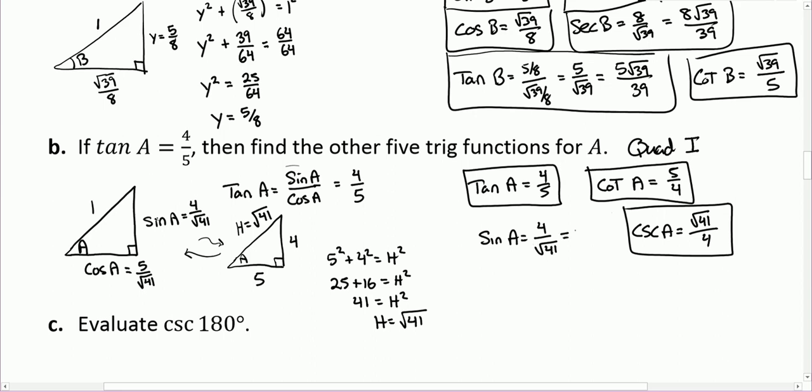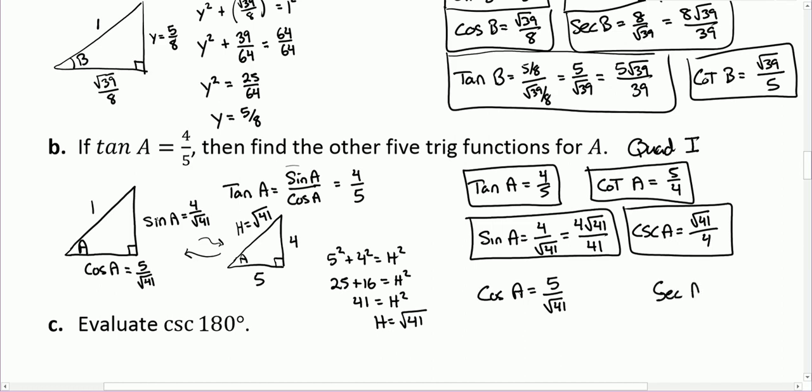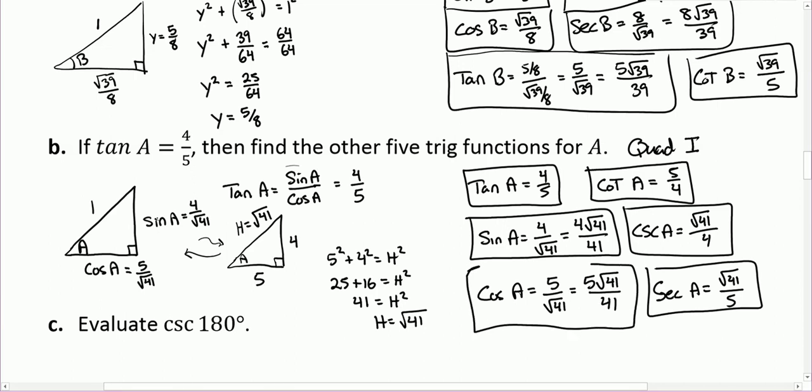If I rationalize the denominator here, multiply top and bottom by square root 41, I get 4 square root 41 over 41. And we also found that the cosine of A is 5 over the square root 41, which needs to be rationalized. But before I do, flip that over, you get the secant of A, which is the square root of 41 over 5. And when I rationalize this, multiply top and bottom by square root of 41, I get 5 square root 41 over 41. And now I have all 6 trig functions of angle A.